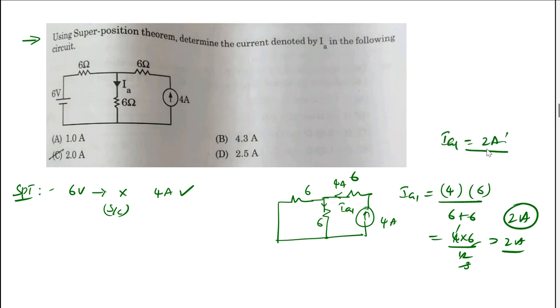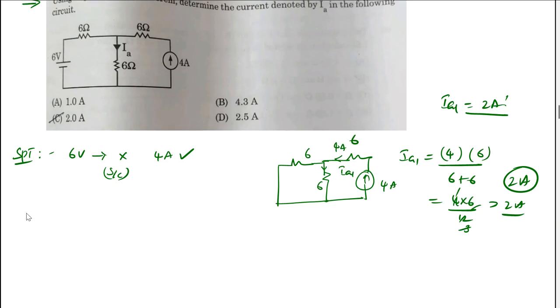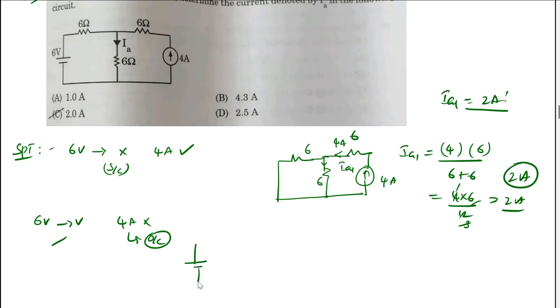Now the second case I am going to find. Here the 6 volt source is active and the 4 amp source is deactivated. That means it acts as an open circuit and this remains as it is, right? Now the voltage source of 6 volts will be there, a resistance of 6, and a resistance of 6 ohms, and here we have 6 ohms, and the current source is open circuited. So the voltage drop across this element will be 0 volts, it may be plus or minus, no issue. So plus or minus 0 volts here.